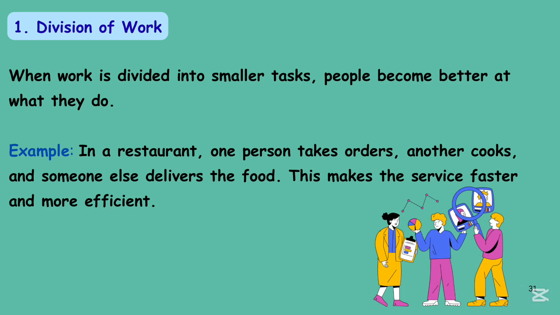1. Division of work. This means splitting work into smaller tasks so each person can focus and become skilled at one specific thing. For example, in a restaurant, the chef cooks, another handles payments, and the server deals with customers. Each person sticks to what they do best. This boosts efficiency and quality.